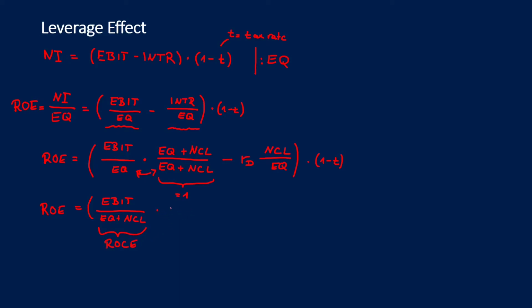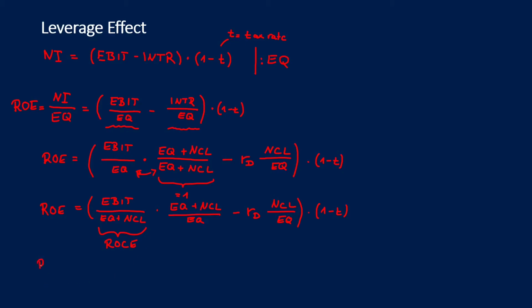Times the equity plus non-current liabilities divided by equity, because we have swapped, this equity is now here, minus RD, so here everything stays the same, times 1 minus t. All right. Of course, here, equity divided by equity, we can simplify this fraction line further.